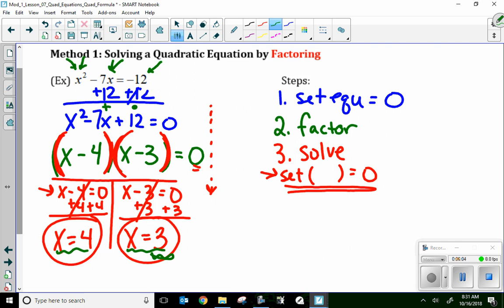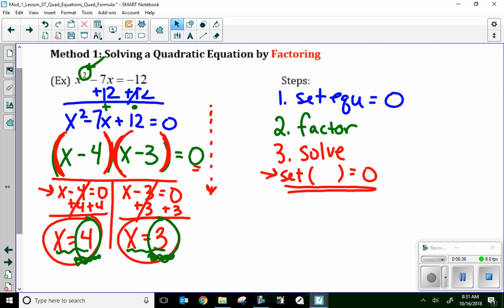But here's something that I also want to point out, and as we move forward, this is something that we can notice. I have 2 answers here. The degree of your quadratic or your polynomial, that's the biggest exponent, is 2. That will always tell you how many answers you should have. I should have 2 answers. All right, so that's just something that we can reference. That should match.